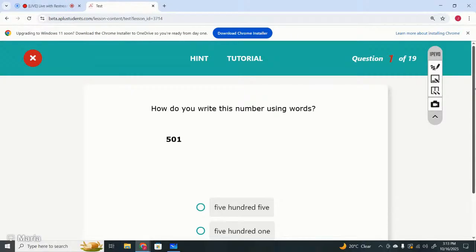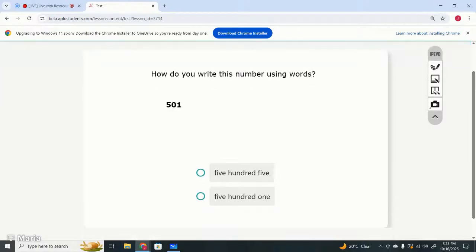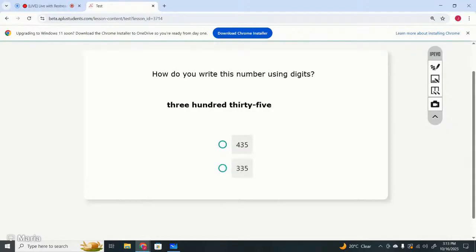How do you write the number using the words? So how do you read this number? You can't read it like five zero one. You read it like five hundred one. So option number 2 is the correct option.